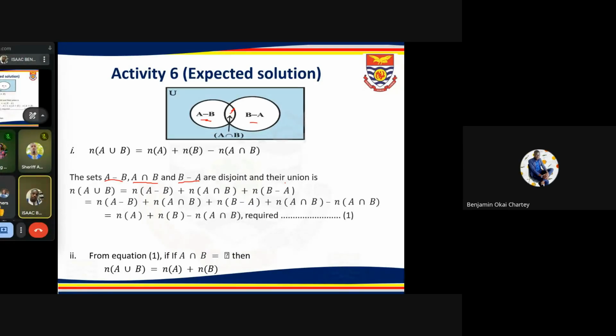Do you agree with me that the set here and the set here are disjoint? Yes, sir. Okay. So when you agree with me, then we can find their union by putting them together. So number of A union B will be equal to number of A minus B plus number of A intersection B, meaning here. So here plus here plus here will give us this equation.